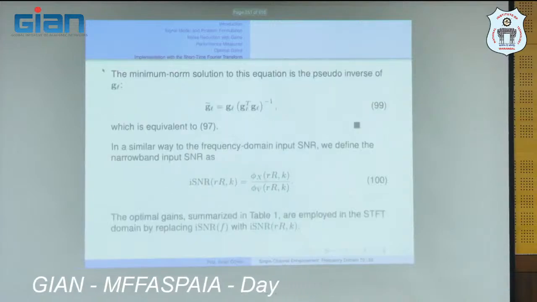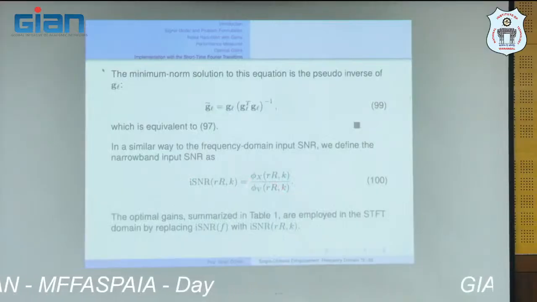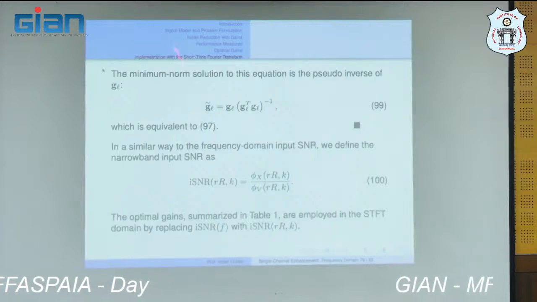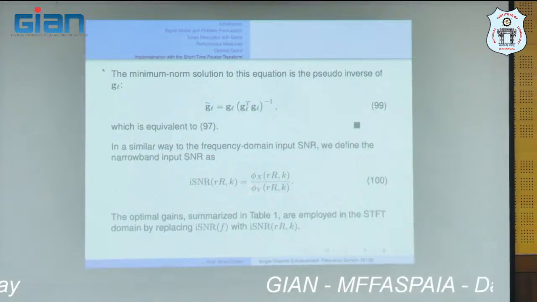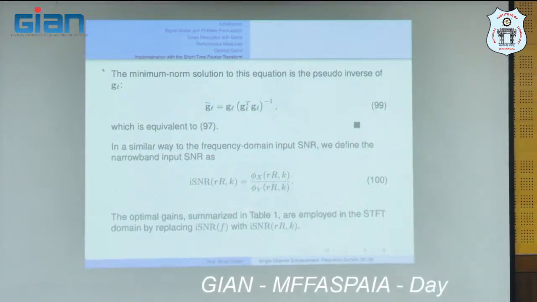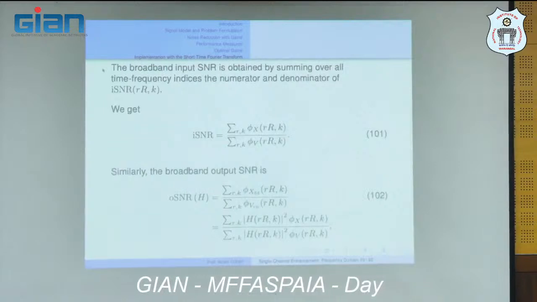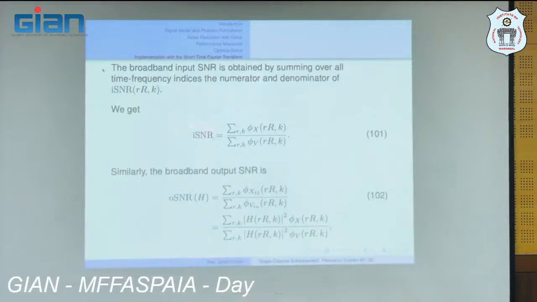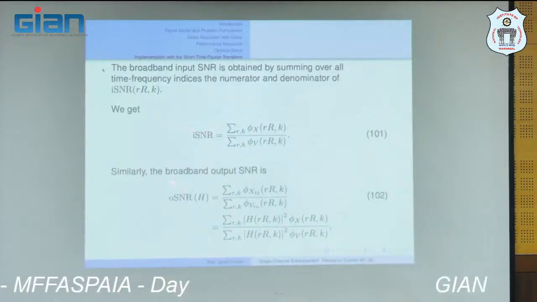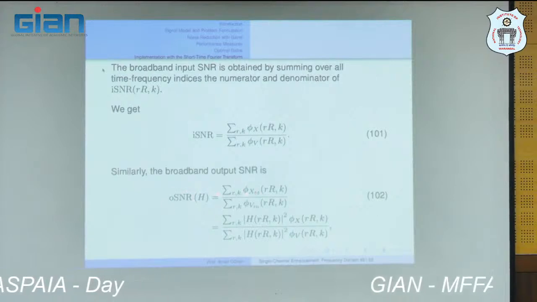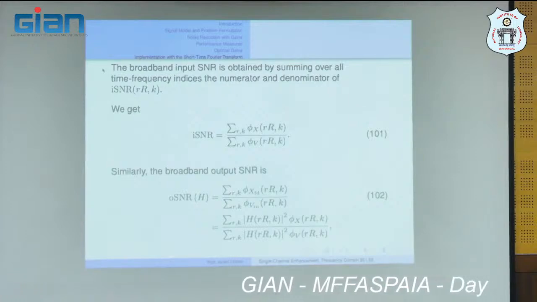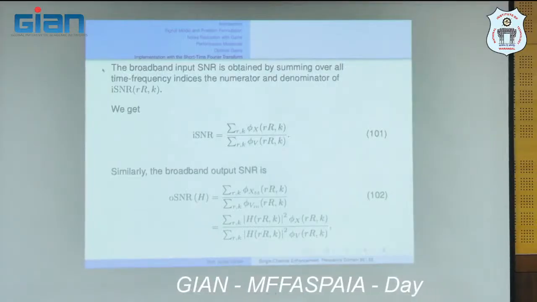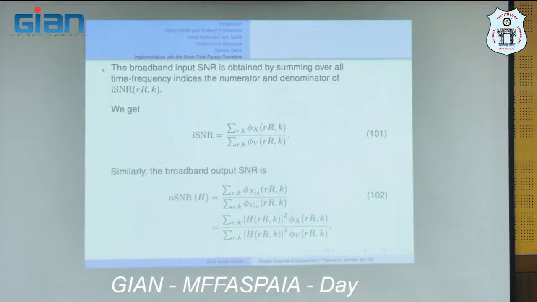Okay, so the input SNR for each sample is this ratio: the variance of X in that sample divided by the variance of the noise in that sample. And then we can get the optimal gain just like we saw for the Fourier transform. We can also compute the wideband input SNR and wideband output SNR like this, which is a summation over the time and frequency indices, all the time frequency bins that we want to apply and measure that.